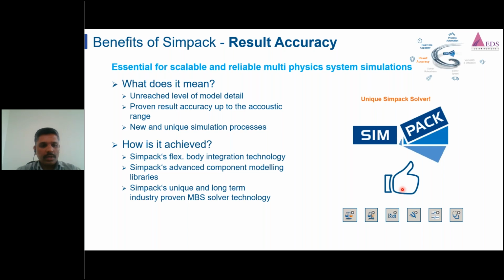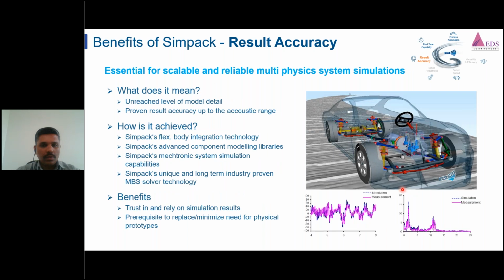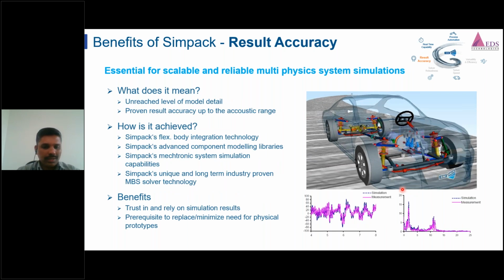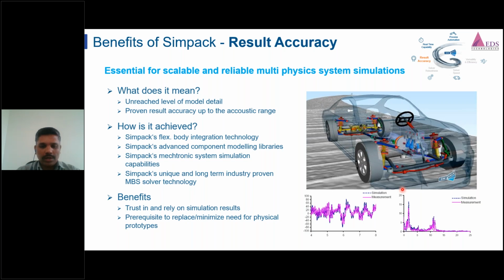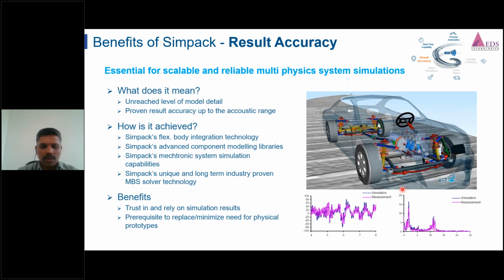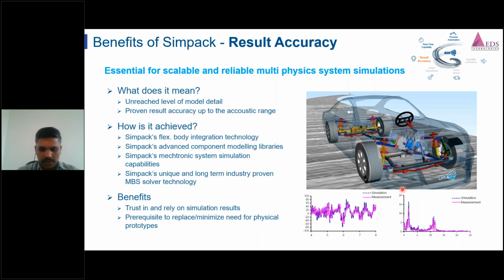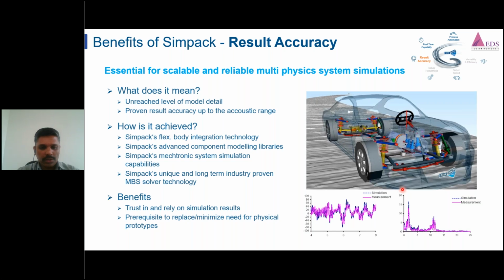And last but not the least, Simpack solver technology. Simpack's unique, robust, long-term industry-proven MBS solver technology enables this unique result accuracy. And why is it important? Of course, it's in order to ensure to trust in and rely on the simulation, and somehow the prerequisite to replace or minimize the need for the physical prototypes with accurate simulation results.